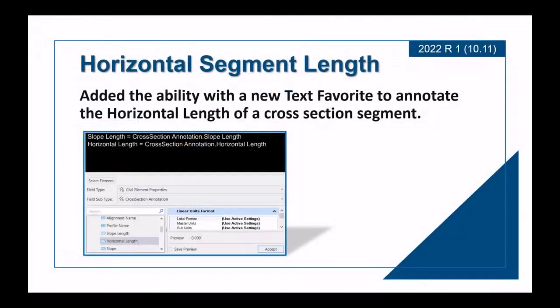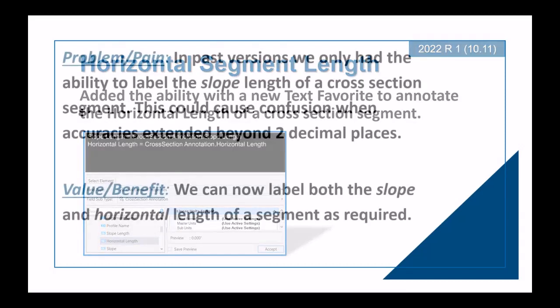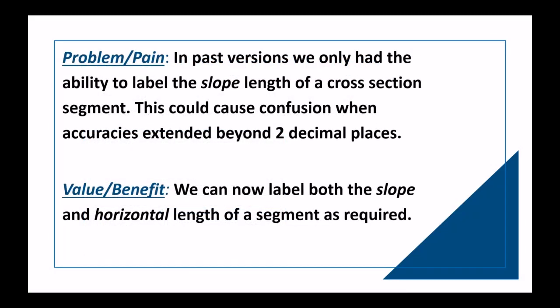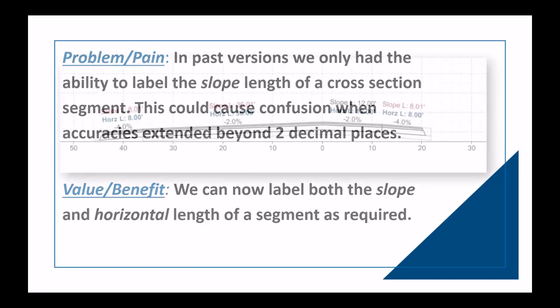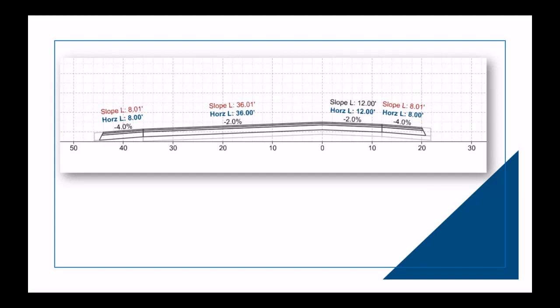Another annotation addition, a new text favorite that we created in 22R1, is the ability to label the horizontal length of something on a cross section. Now the problem here was some users were saying that our standards are to label distances on our cross sections with 2 or even 3 decimal places. And when you do that, the slope distance, the true distance of it, may start actually showing some numbers within those decimal places.